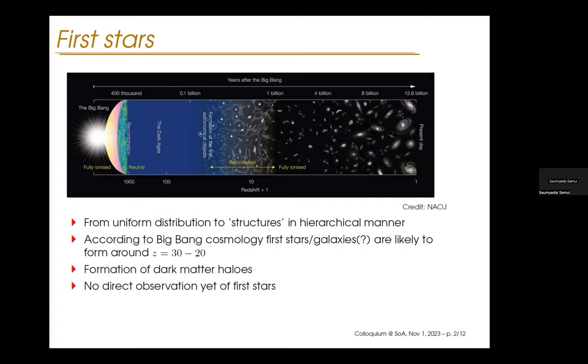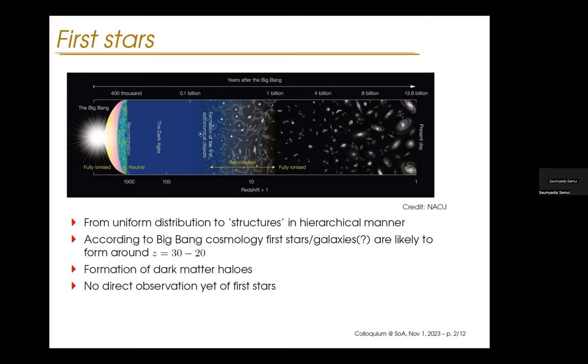So if I look back in time, I can only see very small galaxies in the past. Whereas if I look at my nearby universe, which is the recent universe, I can see big galaxies or even a cluster of galaxies which have come together and make a single unit. So this is hierarchical structure formation. Structure means galaxies, galaxy clusters, stars, whatever you know today. And according to this Big Bang theory, the first stars were likely to form around redshift of 30 to 20.